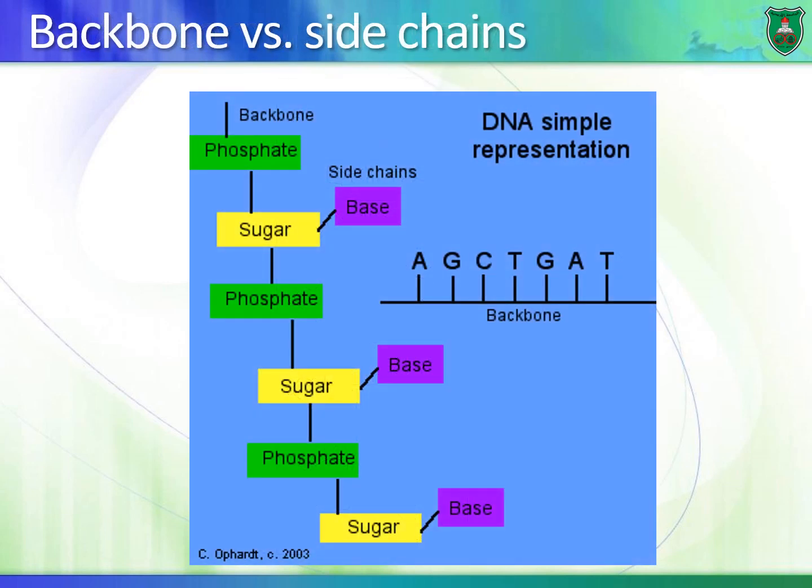Now, the other thing is that in a DNA molecule, you have what is known as a backbone and side chains. The backbone consists of the sequence of phosphate followed by sugar, followed by phosphate, followed by sugar. So this is the backbone. The side chains are the bases because they go sideways. Okay, they go to the side. So these are the bases, or the side chains.